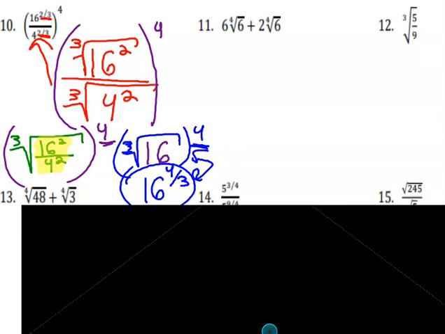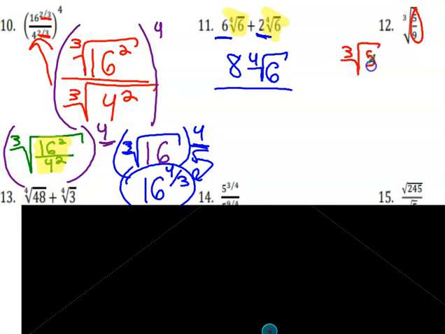All right. Okay, number 11. Again, they have the same radical, 4 root 6. So what do I do? I add the coefficients. 6 plus 2 is 8. So I have 8, 4 root 6. And that's it. Okay, number 12. Can I simplify inside the parentheses? I cannot. So I'm going to split it up.